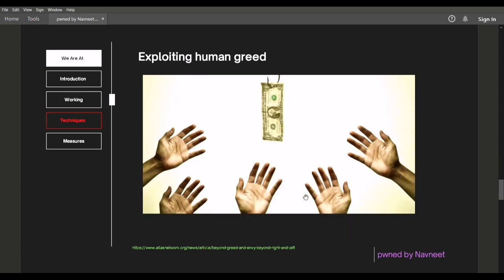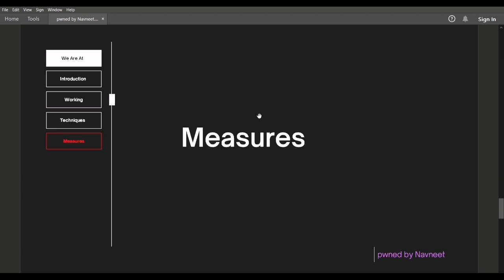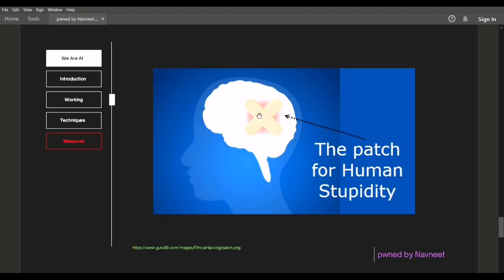And what are the countermeasures to exploiting human greed? To counter techniques that exploit human greed, employees must be trained on the dangers of falling for such scams. Okay, so what is the summary of this? The patch for human stupidity.